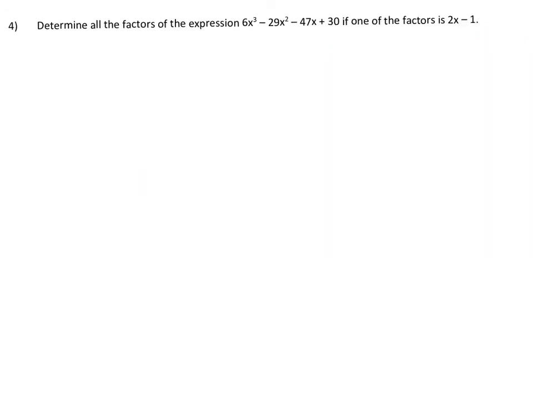Number 4 asks us to determine all the factors of this expression if one of the factors is 2x minus 1. All right, well, we know that if this is a factor of this expression, it divides evenly into it. So let's do long division. And because this is a factor of this expression, we should wind up with no remainder because it's dividing evenly into it. Okay, so here we go.